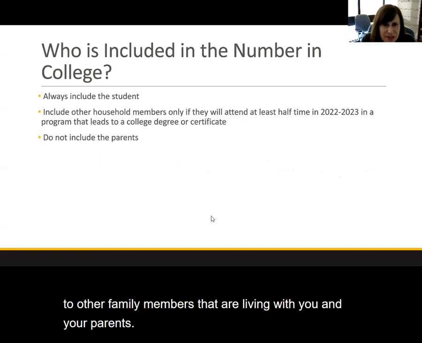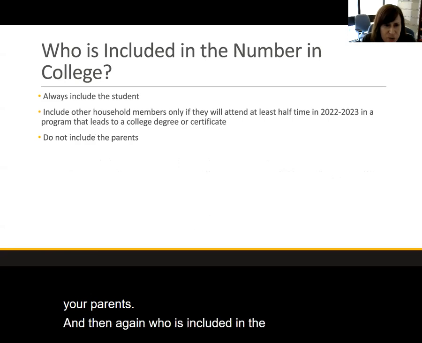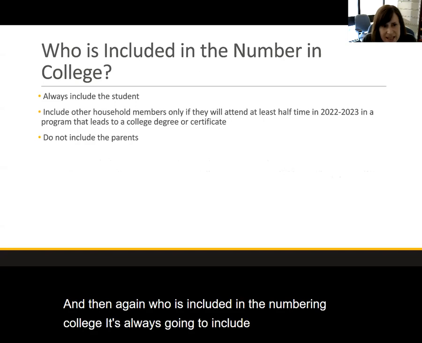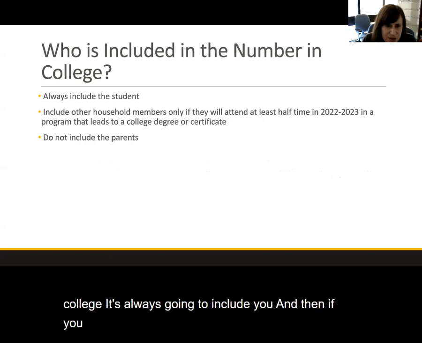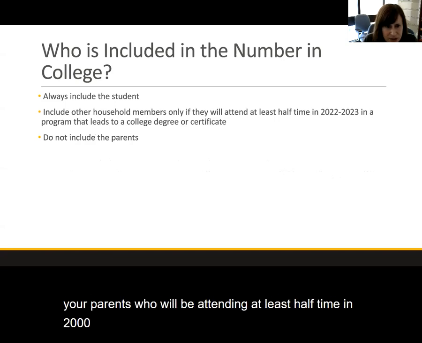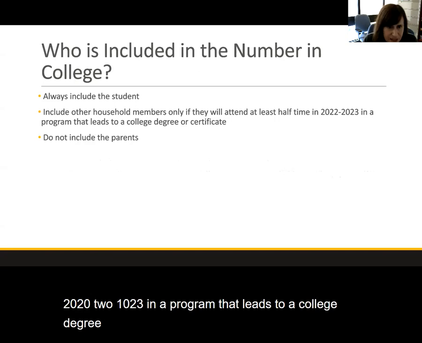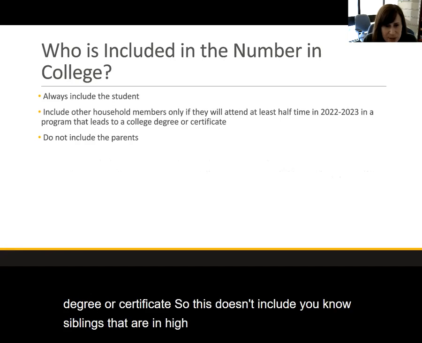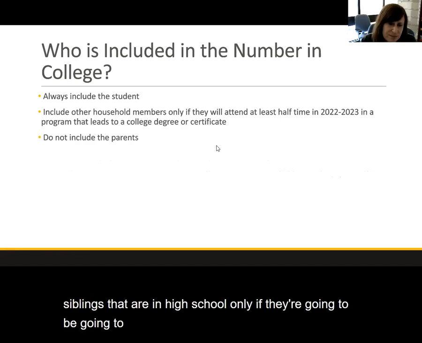And then again, who is included in the number in college? It's always going to include you. And then if you have siblings or other household members aside from your parents who will be attending at least half-time in 2022, 2023 in a program that leads to a college degree or certificate. So this doesn't include siblings that are in high school, only if they're going to be going to college next year.